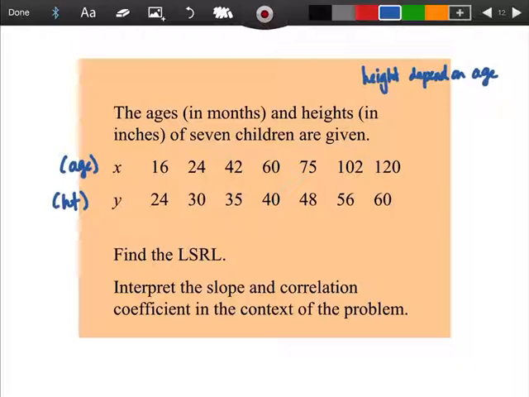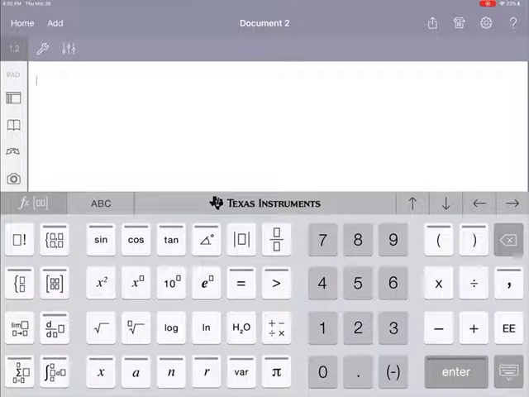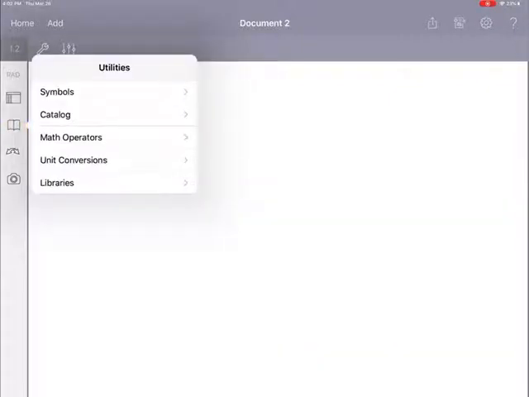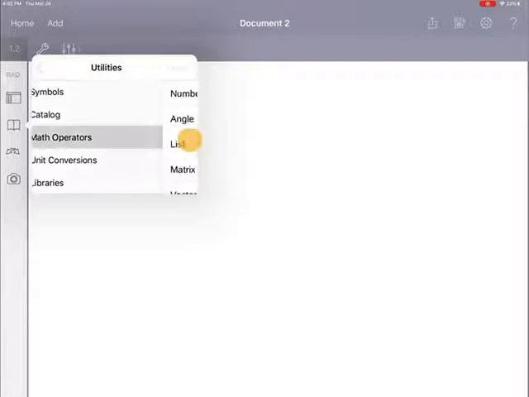We are going to find the least squares regression line using our calculator. Then we're going to interpret the slope and the correlation coefficient in the context of the problem. So going to your graphing calculator, we're going to enter those data points in lists and spreadsheets. Next, you're going to add a page, and we're going to add a normal calculator page. We're then going to click on Menu, and since this class is called Statistics, we are going to select Statistics.